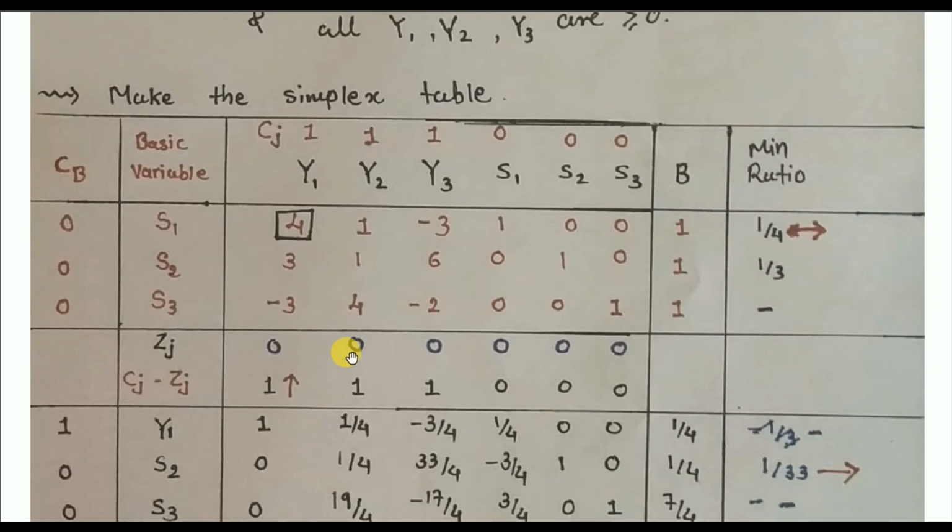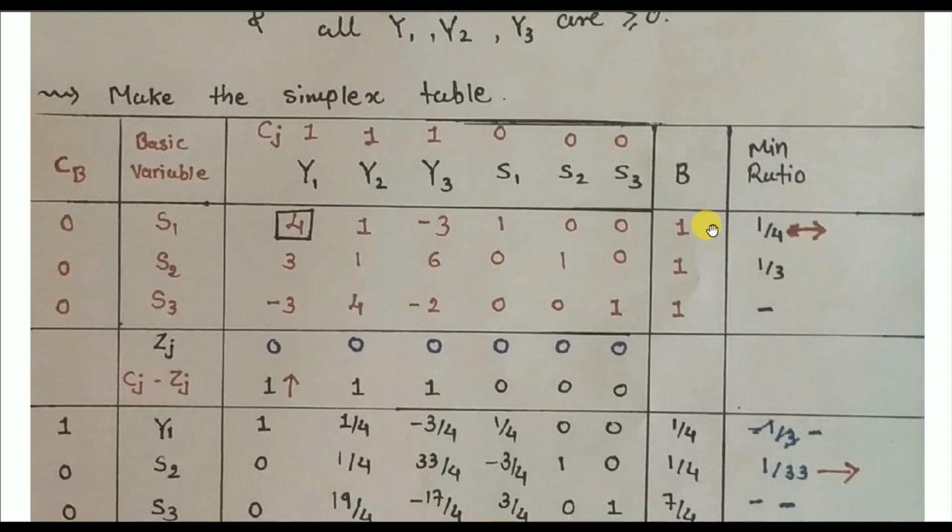Now first we have to choose the maximum value from this Cj minus Zj. But here all three are 1, so we can choose any one of them. Here we choose this one. So this is the entering variable in the basis, y1, and this is our pivot column. It is obvious that if one variable is entering the basis, then one variable from the basis is leaving. Now we have to calculate the minimum ratio to see which variable leaves the basis.